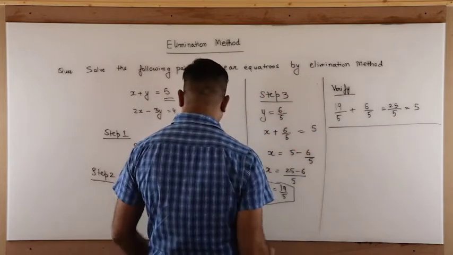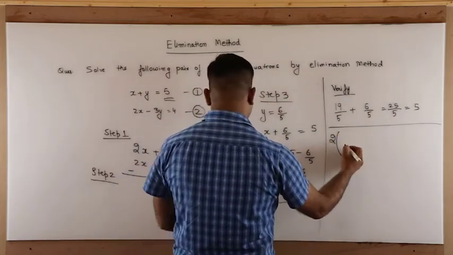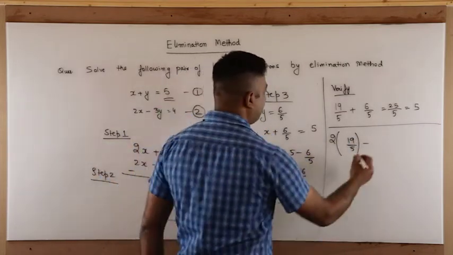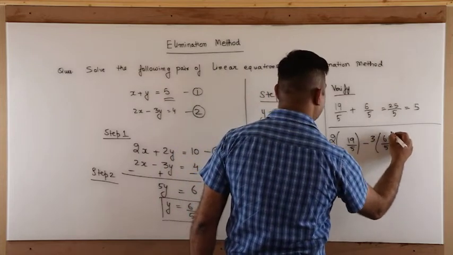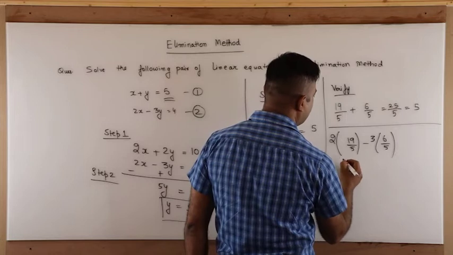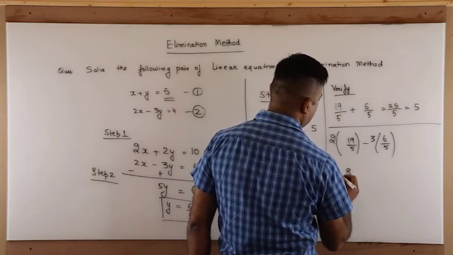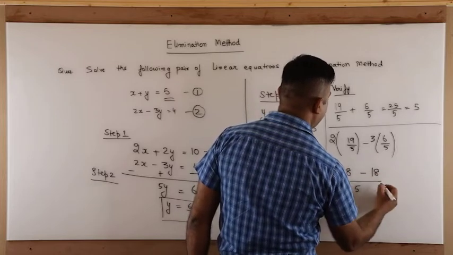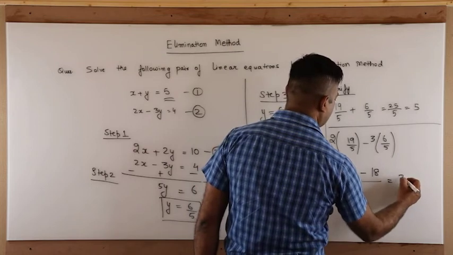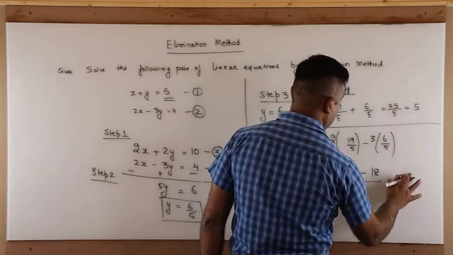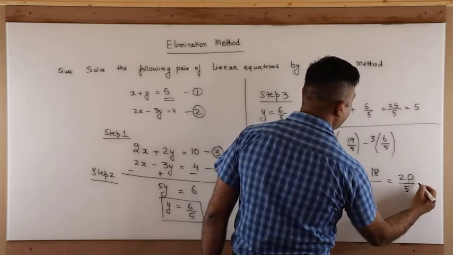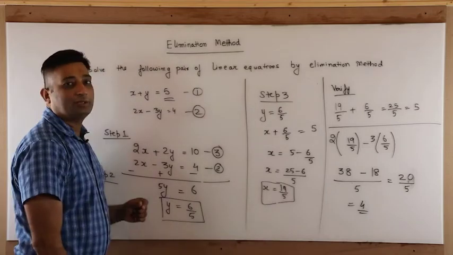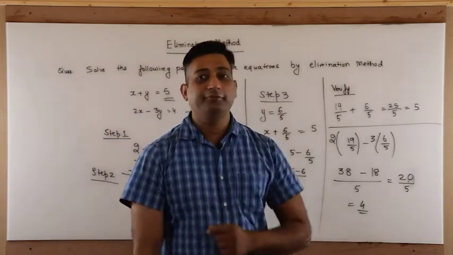Now we'll put the value of x and y in equation number 2. So twice of 19 by 5 minus 3 times 6 by 5. So we get the answer as 38 minus 18 divided by 5, which is equal to 20 divided by 5, which is equal to 4, which is equal to the right hand side of equation number 2. Hence, the solution is verified.